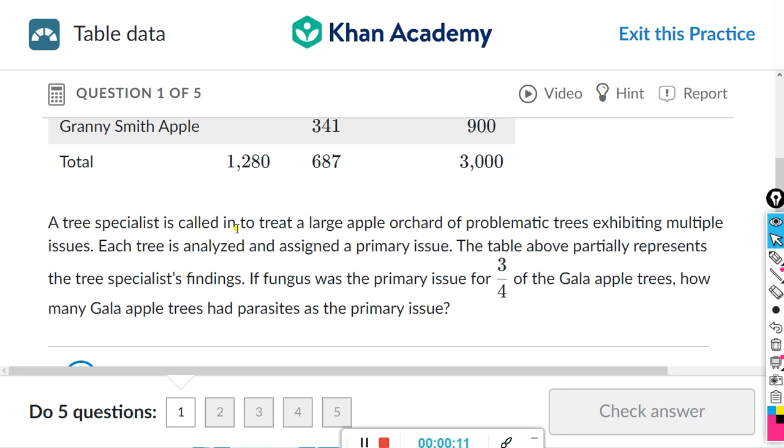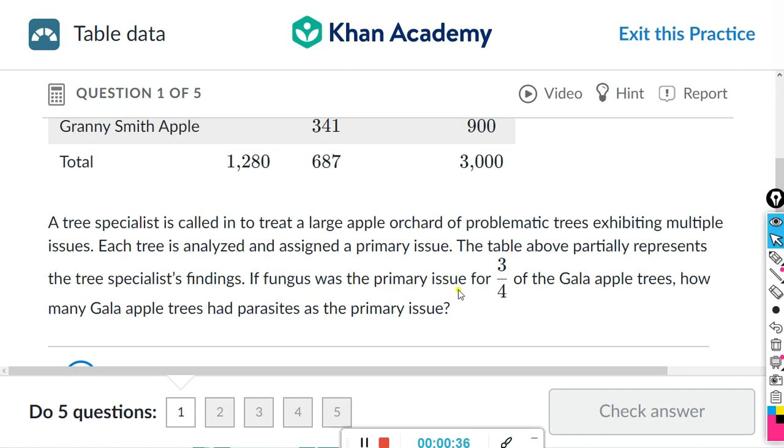A tree specialist is called in to treat a large apple orchard of problematic trees exhibiting multiple issues. Each tree is analyzed and assigned a primary issue. The table above partially represents the tree specialist's findings. If fungus was the primary issue for 3/4 of the Gala apple trees, how many Gala apple trees had parasites as the primary issue? Okay.